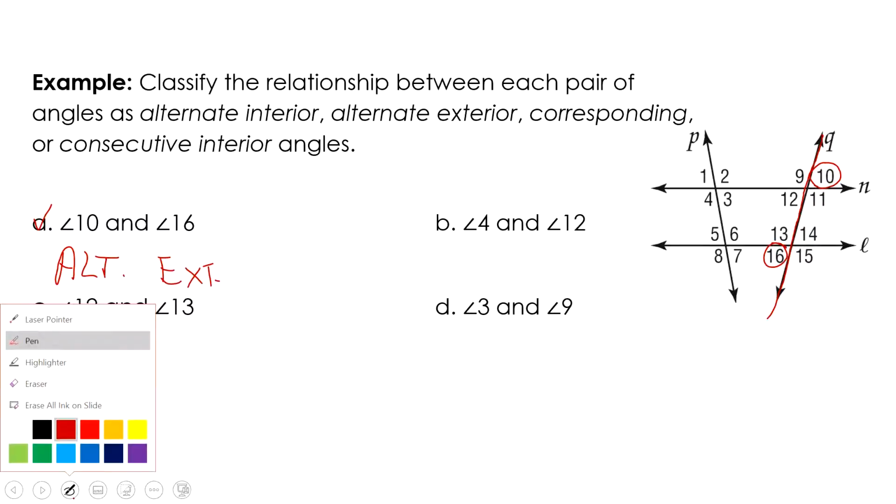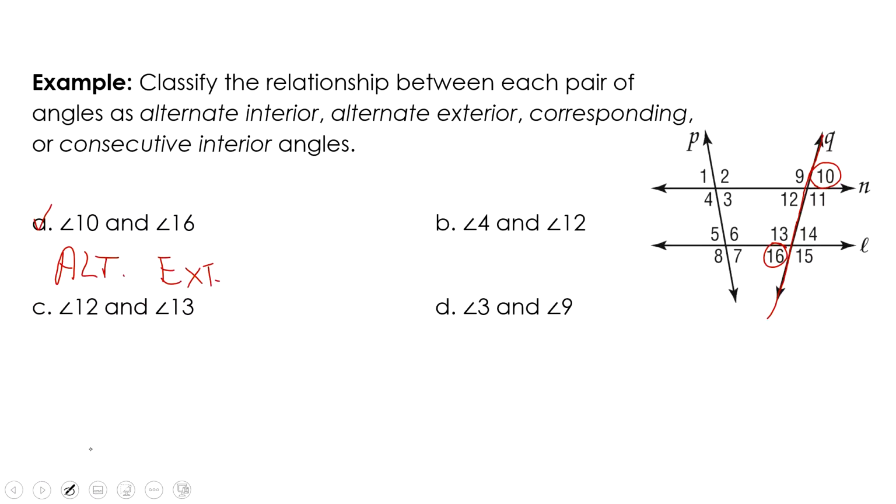Change up my color here. We'll do 4 and 12. So I look at 4 and 12 here. I have 4 here, 12 here. Now we're looking at N being the transversal, crossing P and Q. If that's the case, these here are in the same location relative to the line and the transversal. So these are now corresponding angles. Does that make sense?